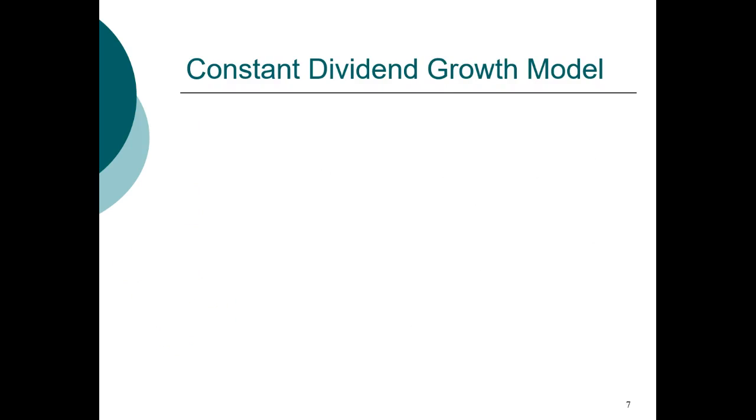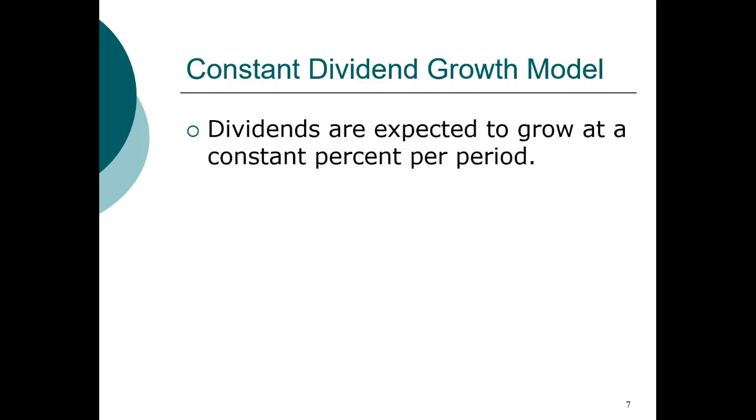Next, we're going to take a look at an example of the constant dividend growth model. In the constant dividend growth model, dividend is expected to grow at a constant rate forever. So if you know the dividend at any point in time, you can estimate future dividends. Dividend in year one is dividend in year zero times one plus the growth rate. So for example, if the growth rate is 5% and dividend in year zero is $1, then dividend in year one will be $1.05. Dividend in year two will be dividend in year one times one plus the growth rate.